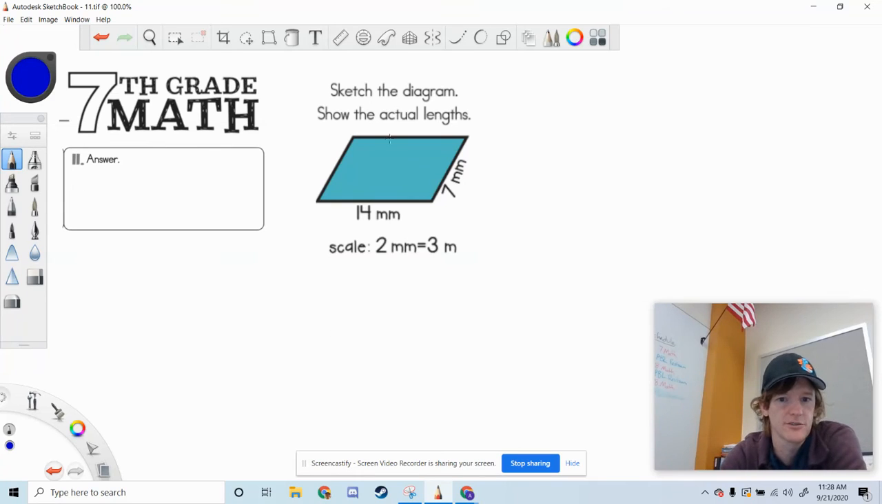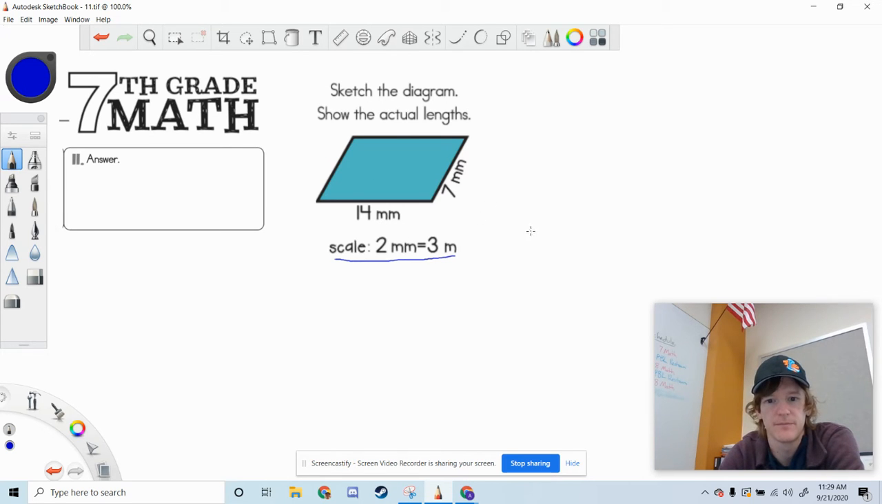Number 11, answer. Sketch the diagram, show the actual lengths. So all we're going to need to do in this is just draw this shape, and we're going to change these lengths to this scale. So if it says every 2 millimeters is 3 meters, we need to set up a proportion here.